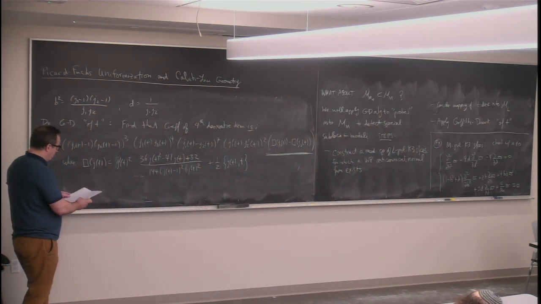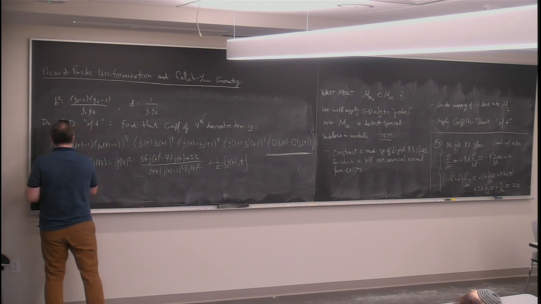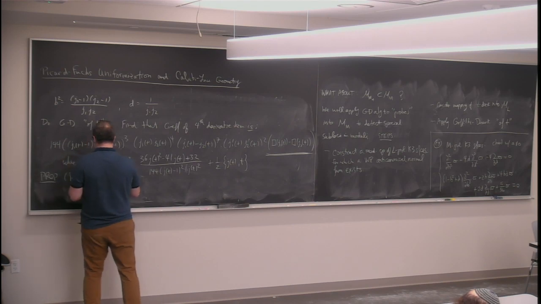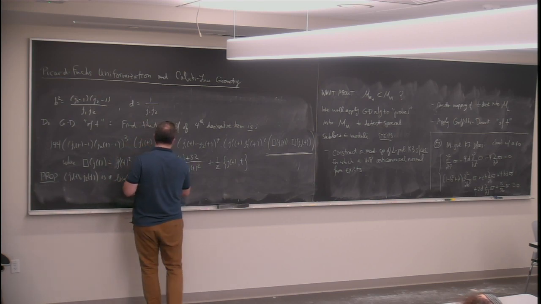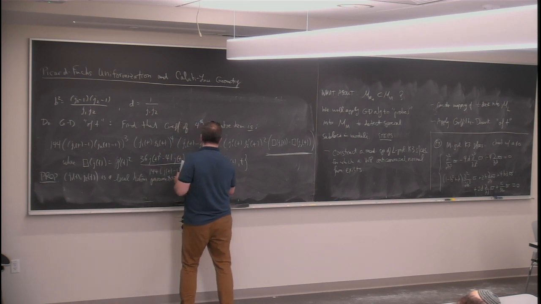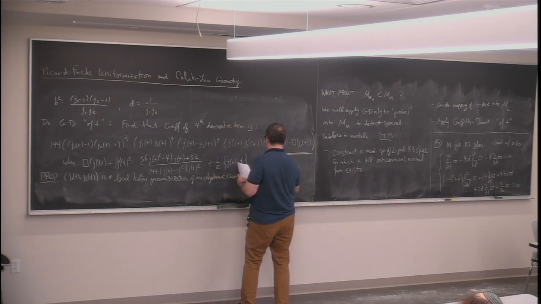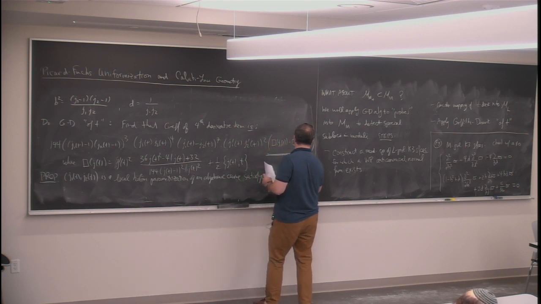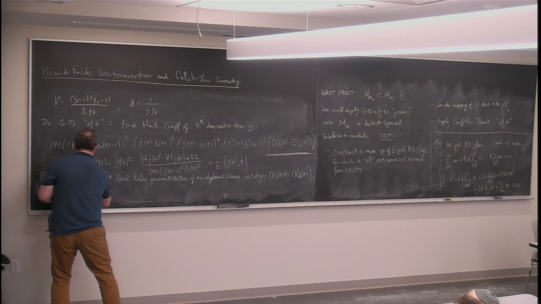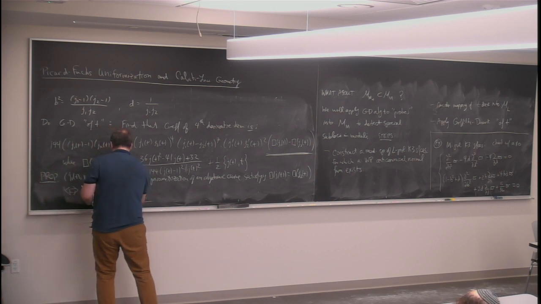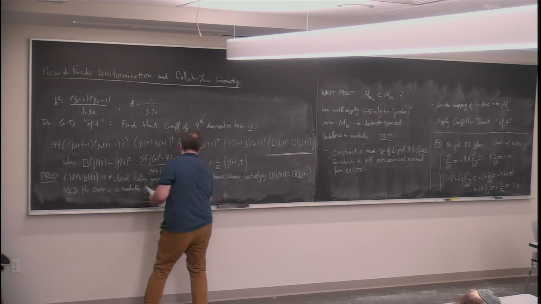box J2. Okay? And proposition: J1 of t, J2 of t is a local holomorphic parametrization of an algebraic curve satisfying box J1 of t equals box J2 of t if and only if the curve is a modular curve M and N for some n.